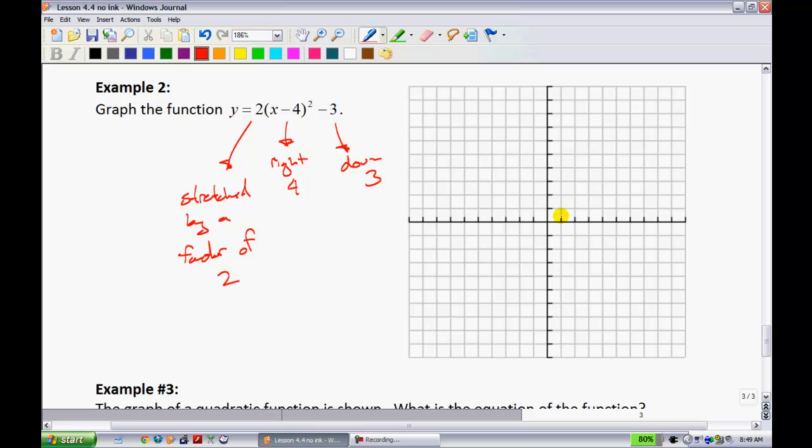So I find my vertex: 1, 2, 3, 4. Then I go down 1, 2, 3, like this. Since I know the graph has a positive 2, I know the graph's going to open upwards like a happy face. But since it's stretched by 2, you have to be careful here.